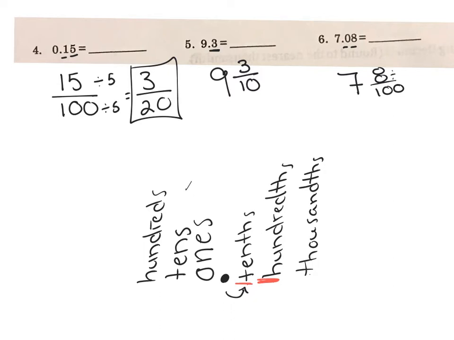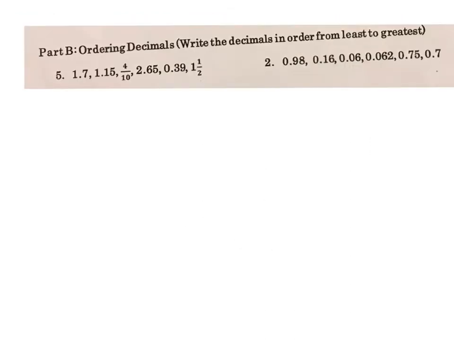This one can be divided by 4, and this can be divided by 4. So I have 7 2/25 would be the simplest form for this one. Okay, part B.